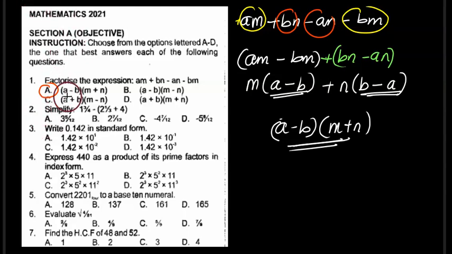Let's look at question number two. Question number two says simplify one whole number 3 over 4 minus two whole number 1 over 3 plus 4. This is what we have to simplify.